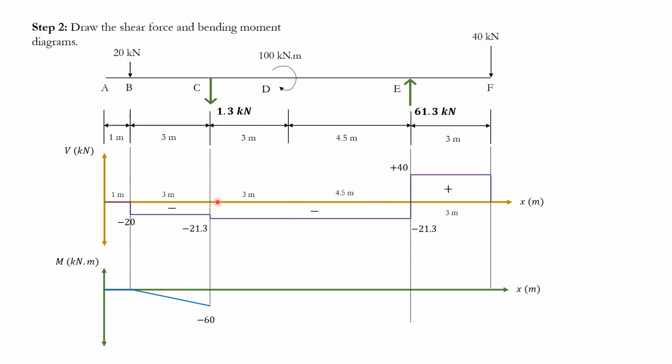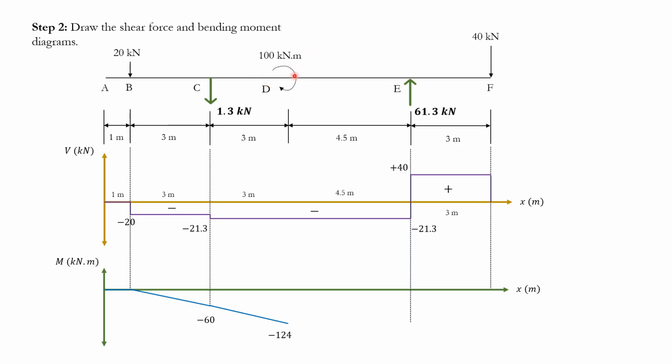You might be tempted to say, I can just say 7.5 times this value, which is negative 21.3. But we have to keep in mind that in the middle there, we have this concentrated moment. So it is in our best interest to separate this part and say, this is 3 times 21.3. So I'm just going to say negative 60 minus 3 times 21.3. I'm going to get a number there, so there's a line there. But at this point, I have to move up by 100 kilonewton meters.